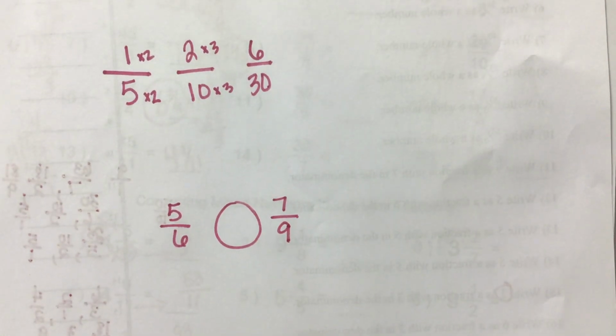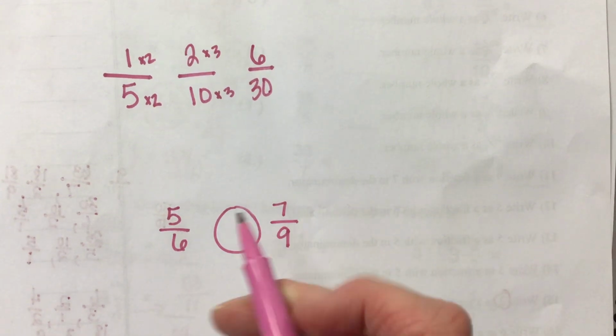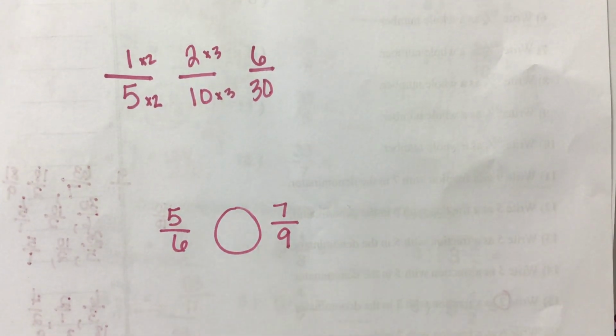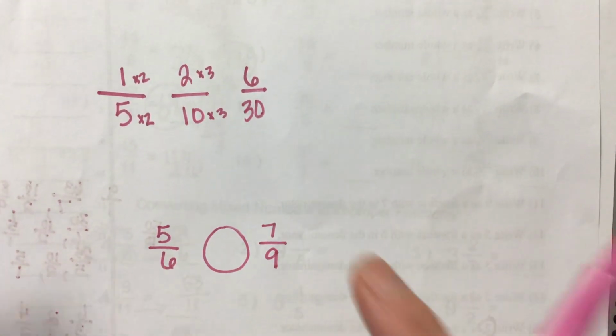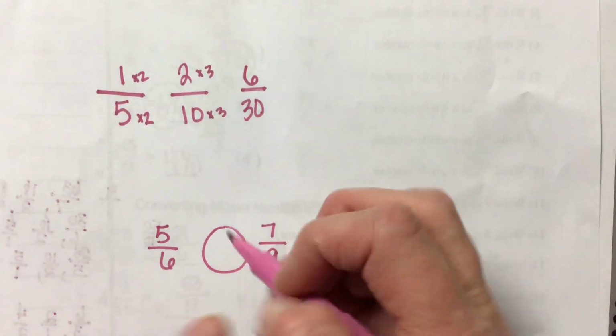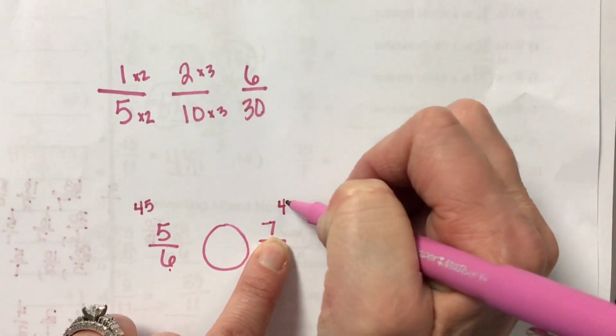Who can compare that? 5/6 to 7/9. Who knows which one's bigger? I'm waiting on more hands. Which one's bigger? Callie, which one's bigger? 5/6, because it's closer to one whole. Okay, that's not the whole strategy though. We need to use our strategy. What's the strategy that we can use? Oh wait, I'm sorry, it is bigger. Okay, 9 times 5 is 45. 6 times 7 is 42.